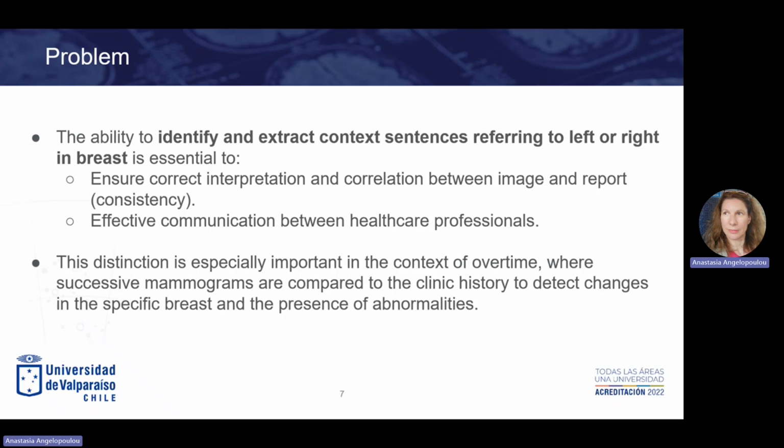About the problem: basically we have one report and many images, and one report describes two body parts, in this case two breasts, without order. So we need to find the text referring to one breast or the other in the report, to describe the image correctly.